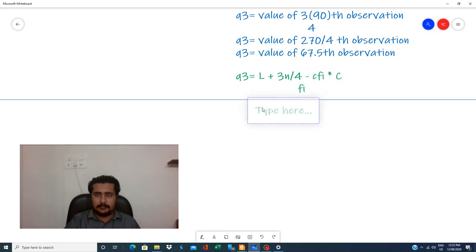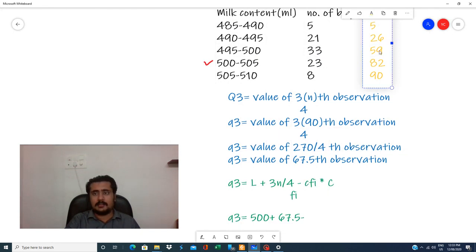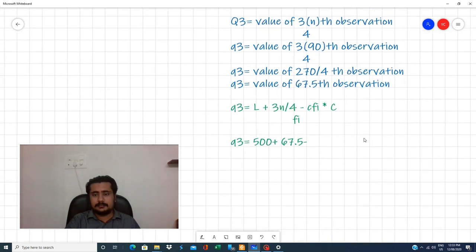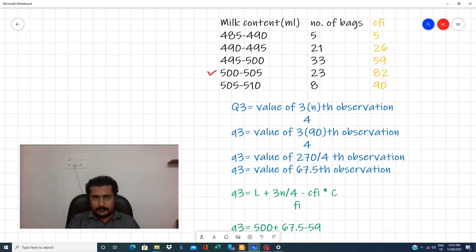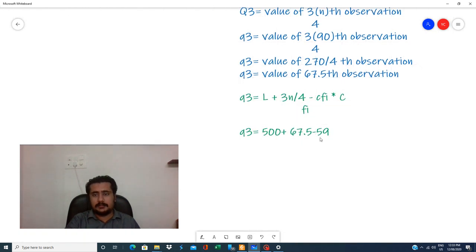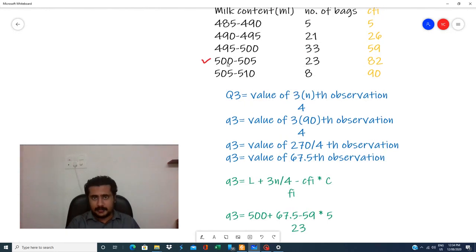Now let us take the figures one by one. Q3 is equal to L. What is L here? As you have selected class 500 to 505, 500 is your lower bound. Plus, what is 3n by 4? Just now you calculated it is 67.5. Now what is CFi? CFi is always the cumulative frequency of the previous class, that is 59. Then the frequency will be of the same class, that is 23, into class length. Now what is class length? As this class is 500 to 505, the class length is 5.